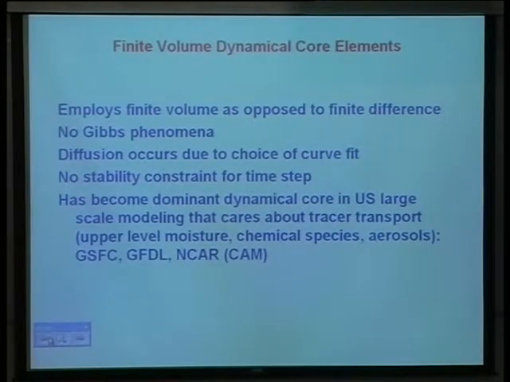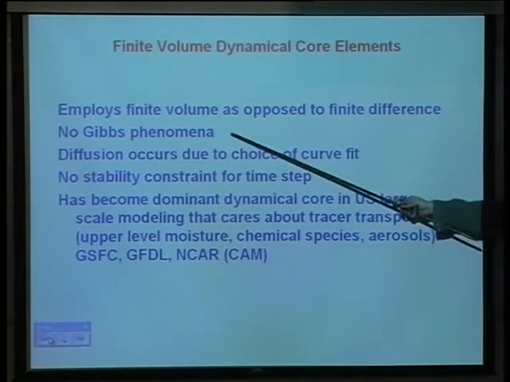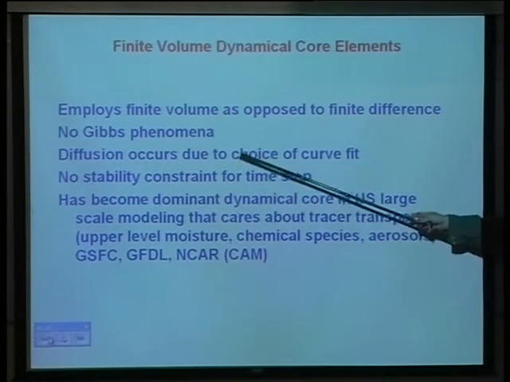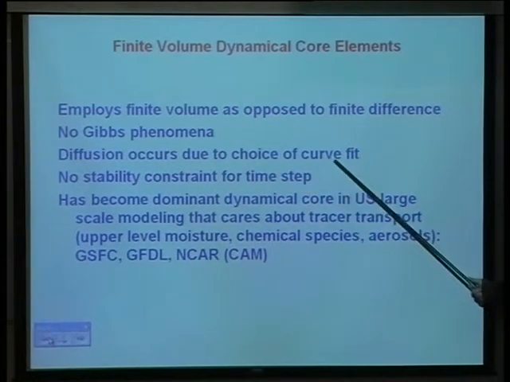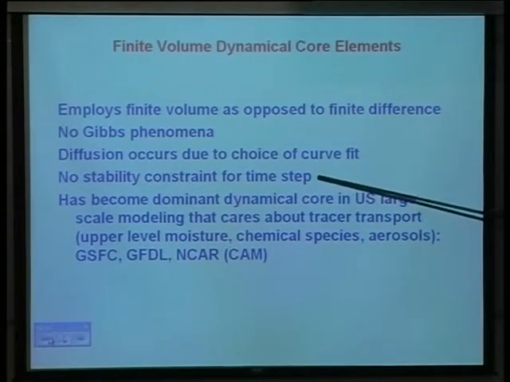Okay, so then there's this new approach, or newer approach, that's generally based on Van Leer methods. It's called the finite volume. So it employs the finite volume approach, or Van Leer approach, as opposed to finite difference. It has no Gibbs phenomenon, has some diffusion, but you know exactly what the diffusion is because you choose a curve fit when you design the finite volumes. It's generally implemented in an implicit way, so there's no stability constraint. So the time step is controlled by accuracy considerations, not stability considerations.